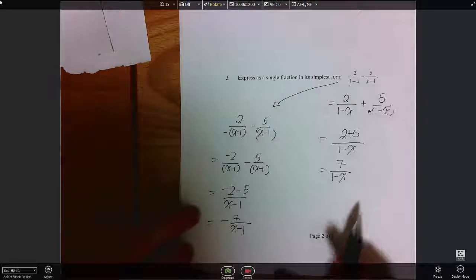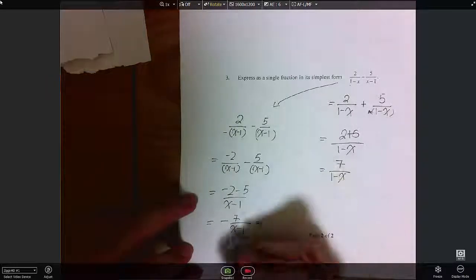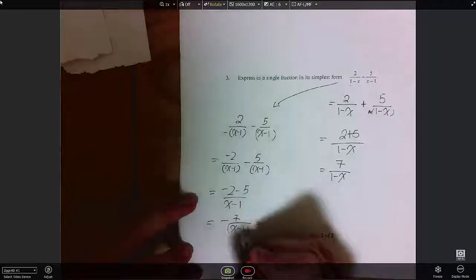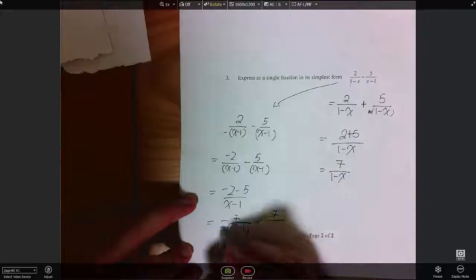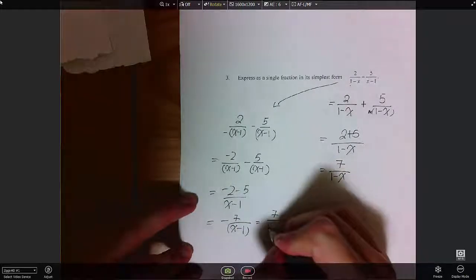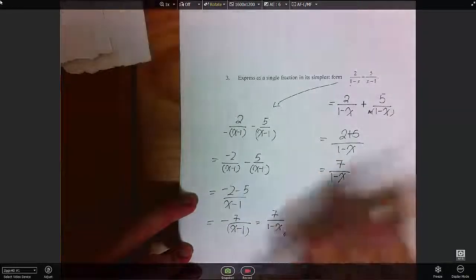Why is it the same answer? Notice if you want, you take the negative sign and multiply it into the denominator, you get minus x plus 1, which is 1 minus x. It is the same answer.